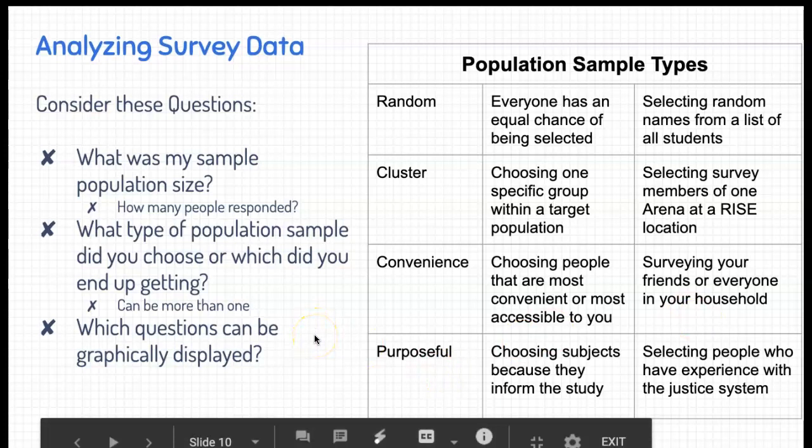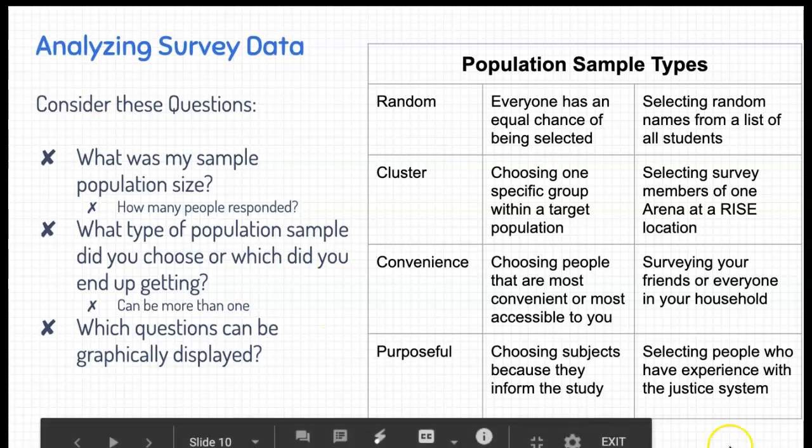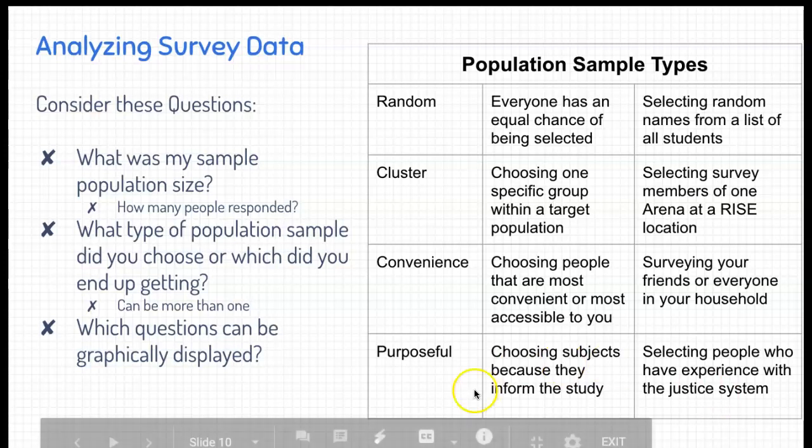Last would be purposeful. This is choosing subjects because they specifically inform your study. So with the example of criminal justice reform, I would select people to survey who have had experience with the justice system because they would inform my study differently.